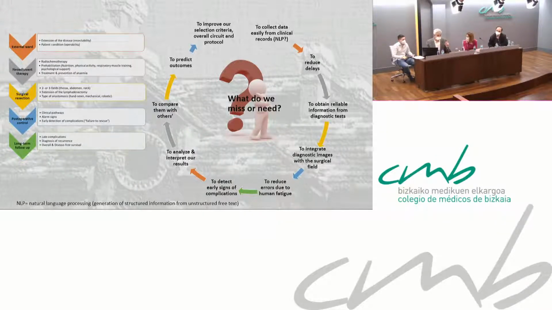I use the example of esophageal cancer because we spend several hours in the thorax, in the abdomen, in the neck. So probably at the end, the probability of success depends to a high degree on the fatigue of the surgeon. To detect early signs of complications, to give the necessary importance to the results of a laboratory test or to an image performed, to know: beware, we may have a severe complication in front of us. To analyze and interpret our results, to compare results with others, to predict outcomes, and at the end, with all this data and analysis, to improve our selection criteria, our circuit, and our protocol.